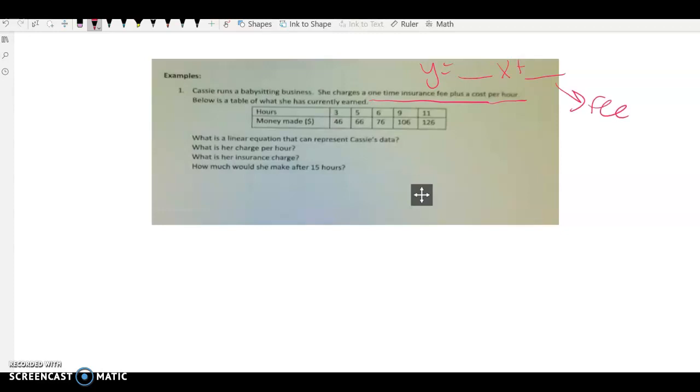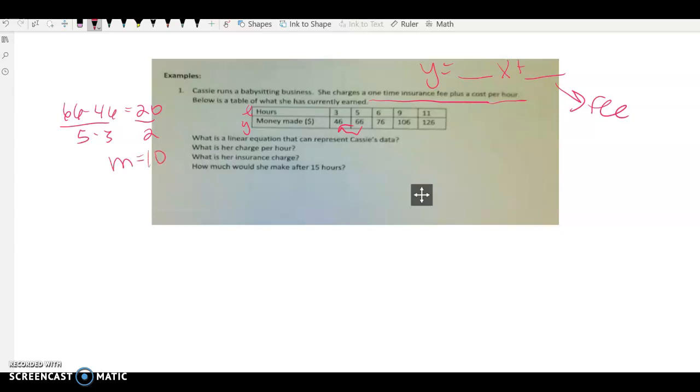Okay, so it says below is a table of what she currently has earned. All right, well, remember, money is your y and x your hours. Time leads to money, right? Your independent and dependent variables. So they want to know what is her linear equation that can represent this data. Well, we need to find the slope. So how can I do that? Y sub 2 minus y sub 1. You guys have really worked hard on this. So 66 minus 46 will give me 20. 5 minus 3 will give me 2. So I have a slope of 10.